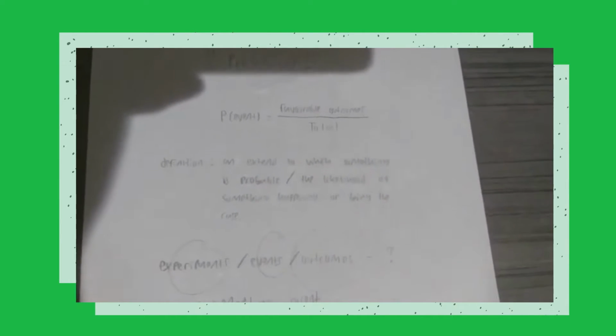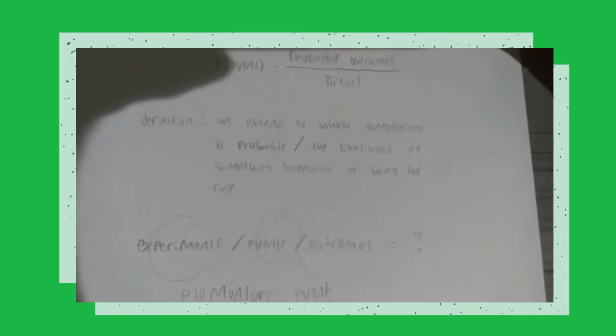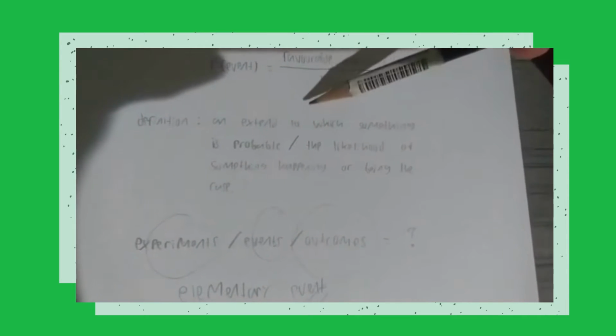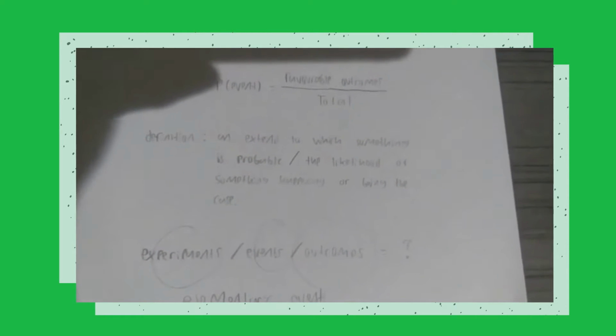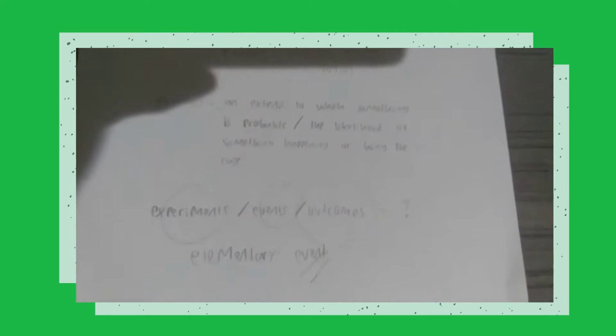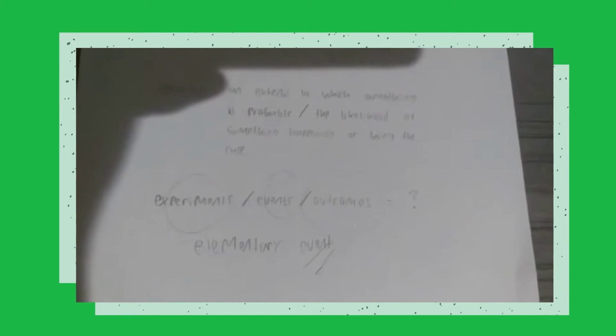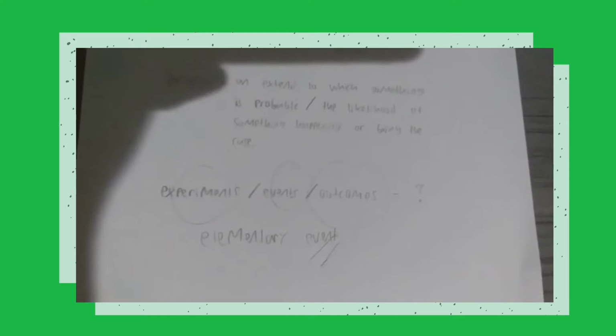Today I would like to explain a math topic called probability. First of all, we need to know the definition of probability. The definition is an extent to which something is probable, or the likelihood of something happening or being the case. Probability is divided into three steps: experiment, events, and outcomes.